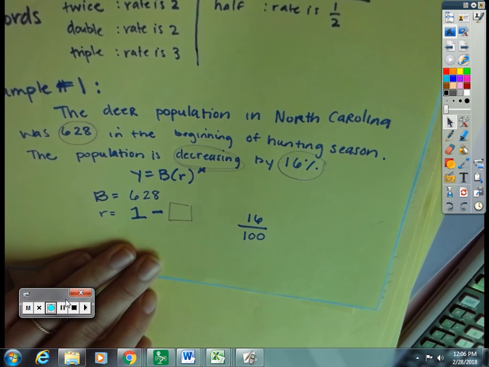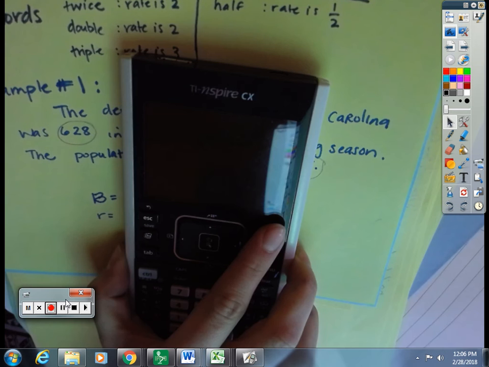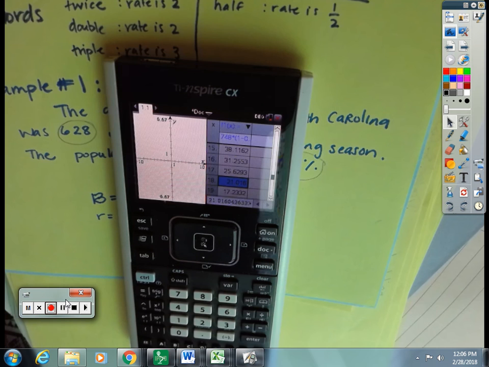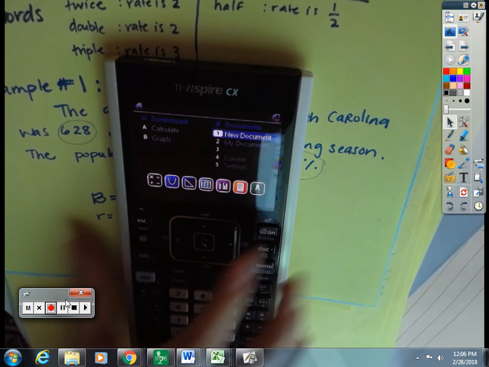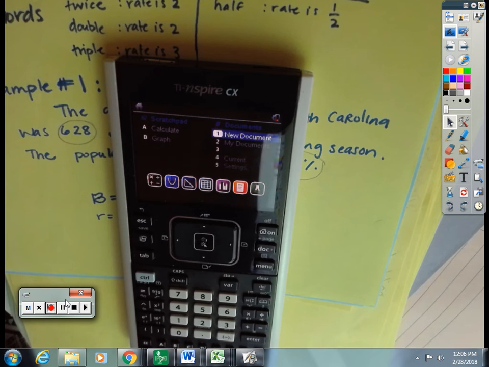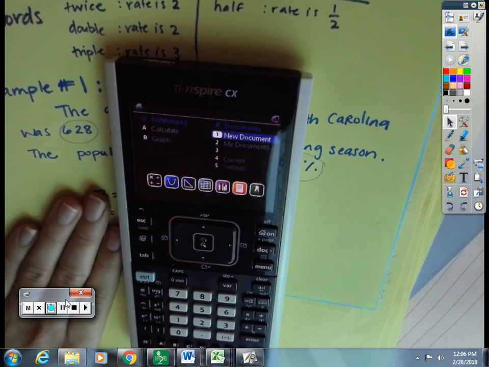So, turn your calculator on. Let me give you a chance, if you don't have a calculator, to go get a calculator. Yes, sir. You want me to move it which direction? Like, you need to see this?